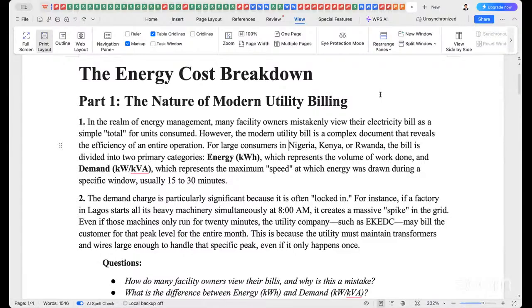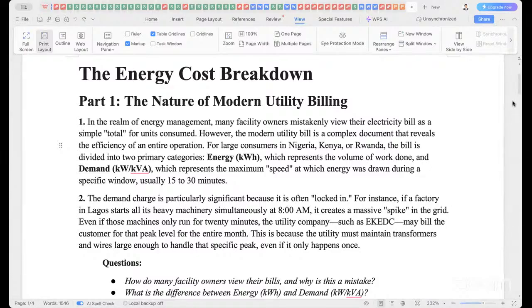Now, I want to ask some questions. Some answers are in the paragraph, and we can also answer outside the paragraph. The first question is, how do many facility owners view their bills, and why is this a mistake? Is there anyone that wants to take that? How do many facility owners view their bills?